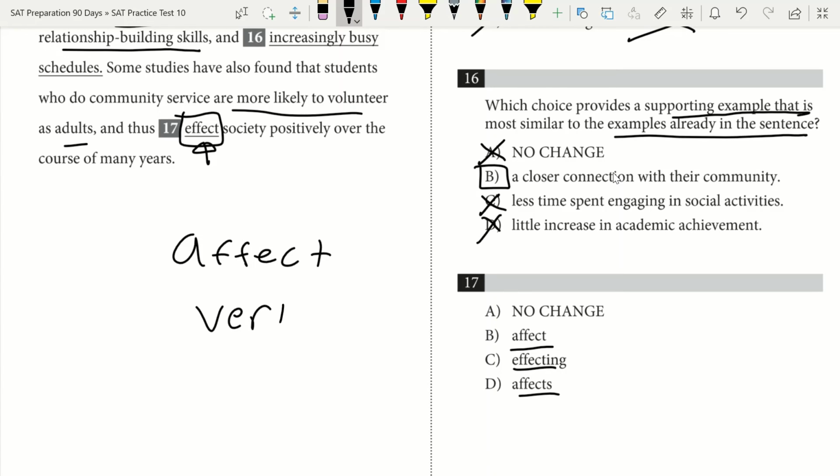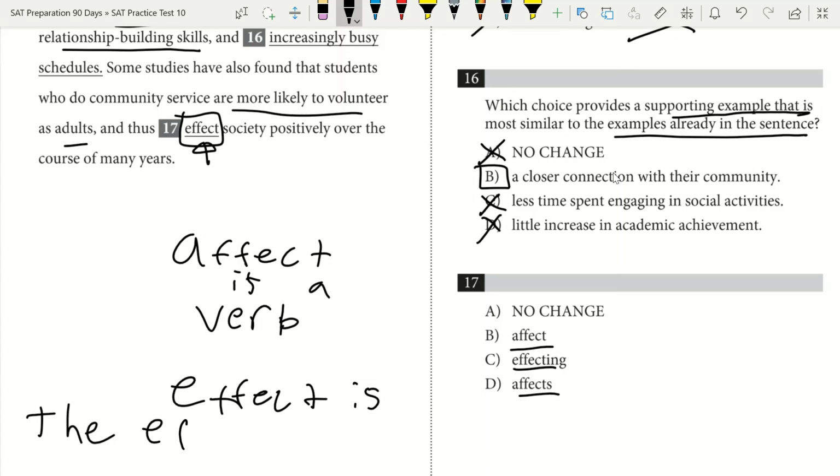I talked about, or I don't know if I did talk about this yesterday, but affect is a verb and effect is a noun. Okay, so if I was talking about the impact something had on something, right? Or let's say that I said the effect of increased temperatures or something, right? In that case, that's a noun. Okay, if I said thus affect society positively, as in choice B, that's using it as a verb. Okay, in this case, affect is a verb. We're talking about how these students are making an impact on society. They are affecting society. So we wanted to use a verb there. Okay, so our correct answer there is going to be B, affect.